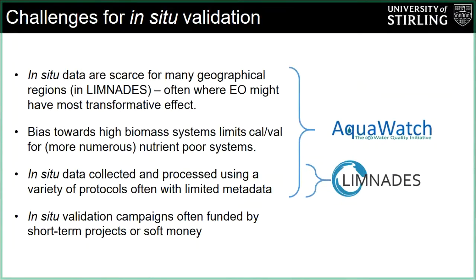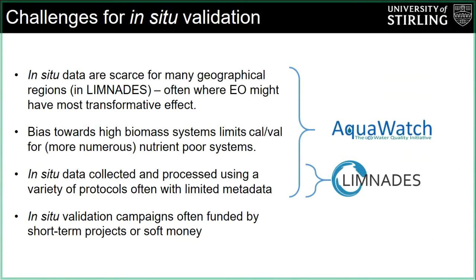So we have this geographical bias in our data sets, and that means that often where EO has the biggest potential to contribute and the potential to have the most transformative effect on the way that we monitor water quality, those are actually the regions where we have the poorest understanding of the uncertainties associated with our data. And also, as I mentioned, we have this bias towards very high biomass systems.